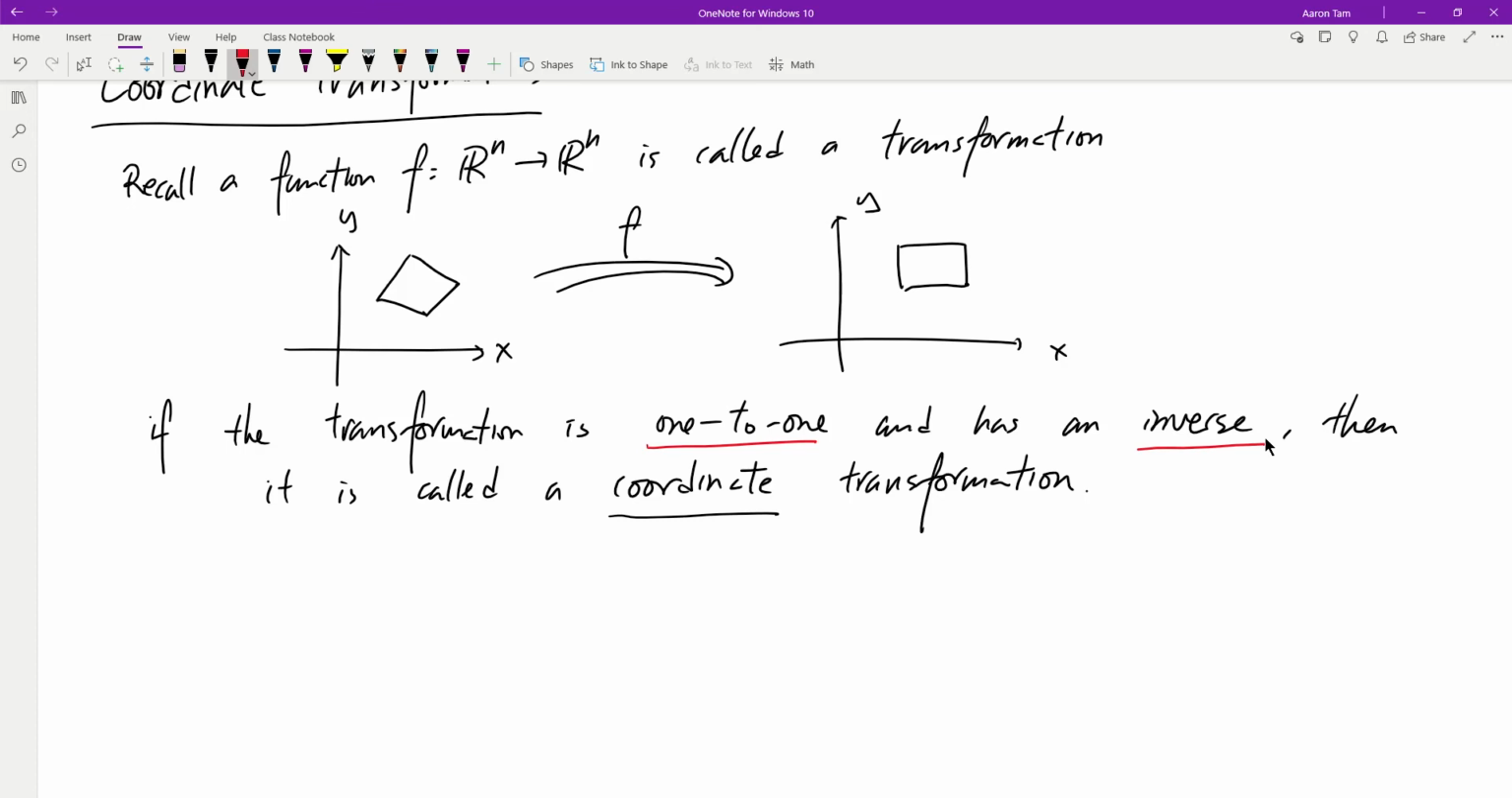It has to be 1-to-1 so that the coordinate remains unique for a specific position. If it's not 1-to-1, that would imply that multiple coordinates in one system can map to the same position in another coordinate system, and that would create confusion. Not to mention, if it's not 1-to-1, it cannot have an inverse. And having an inverse is important because it allows us to go back and forth between multiple coordinate systems.